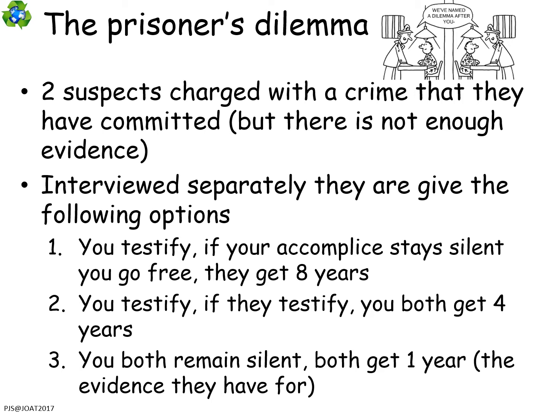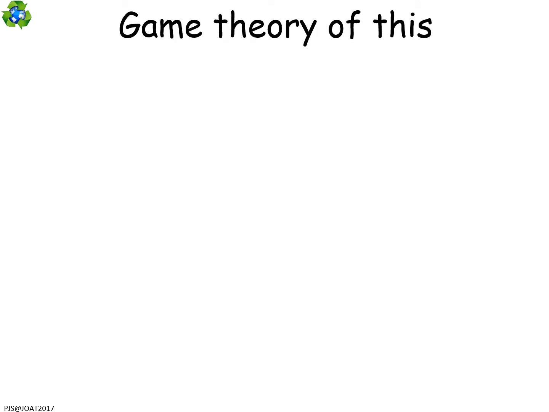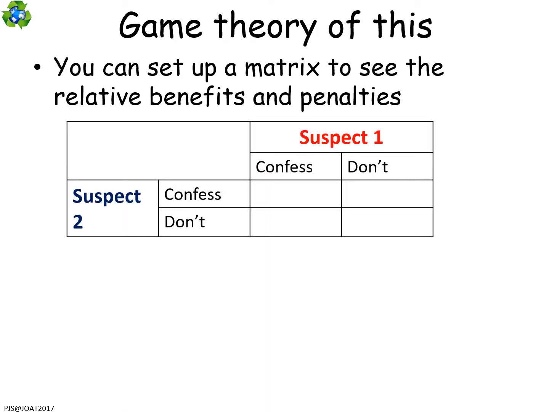Okay, so this can be plotted out in terms of the idea of social behaviour and game theory. Okay, game theory of this is a matrix that you set up for kind of benefits and penalties. Okay, so if suspect 1 in red and suspect 2 in blue here, okay, so if suspect 1 confesses and suspect 2 also confesses, they both end up with 4 years. Okay, if suspect 1 doesn't confess, they'll end up with 8 years, and suspect 2 will get nothing. Okay. If suspect 1 confesses and suspect 2 doesn't, suspect 1 gets no years, suspect 2 gets 8. And if they both don't confess, then they end up with 1 each.